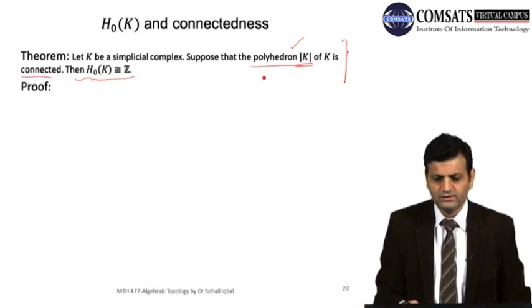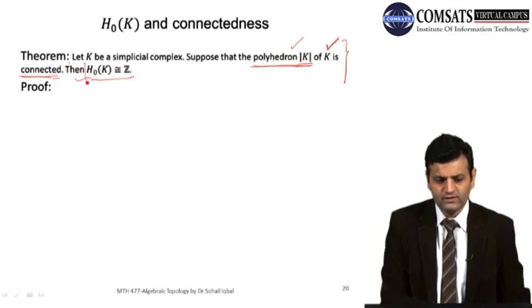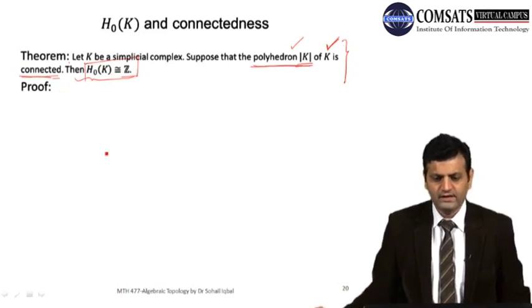So when we are supposing that the polyhedron is a connected topological space, in fact we are assuming that any two vertices of the simplicial complex can be edge connected. So if this is the case, then H0 of K is isomorphic to Z. The proof of this is provided in the lecture notes, and it's simple.